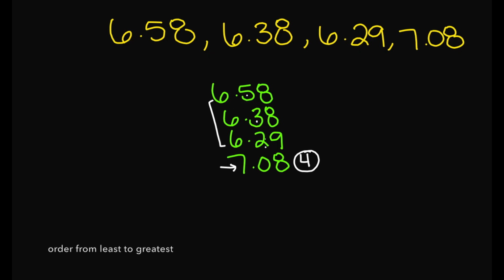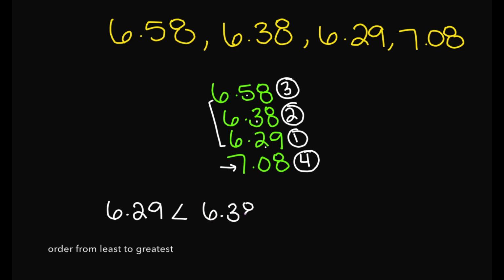So the smallest here is going to be my 6.29. Then we have our 6.38, and then we have our 6.58. So if you were to write everything out, you're going to get 6.29 is less than 6.38, which is less than 6.58, which is less than 7.08.